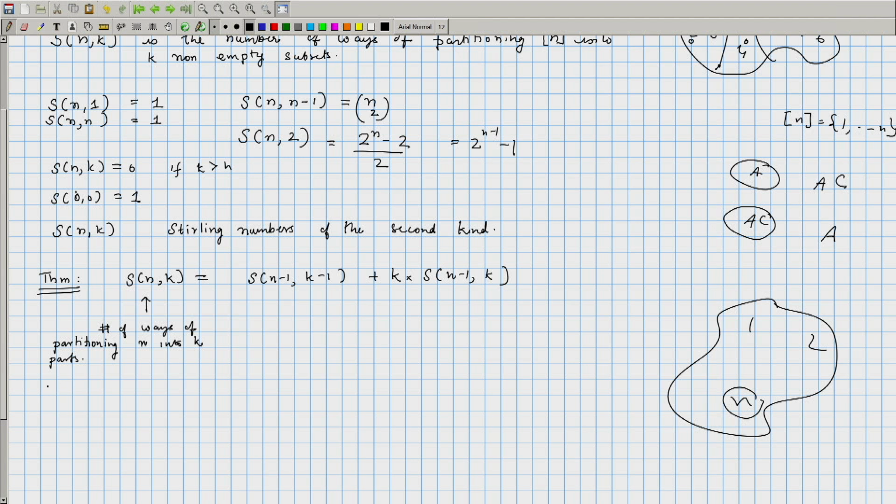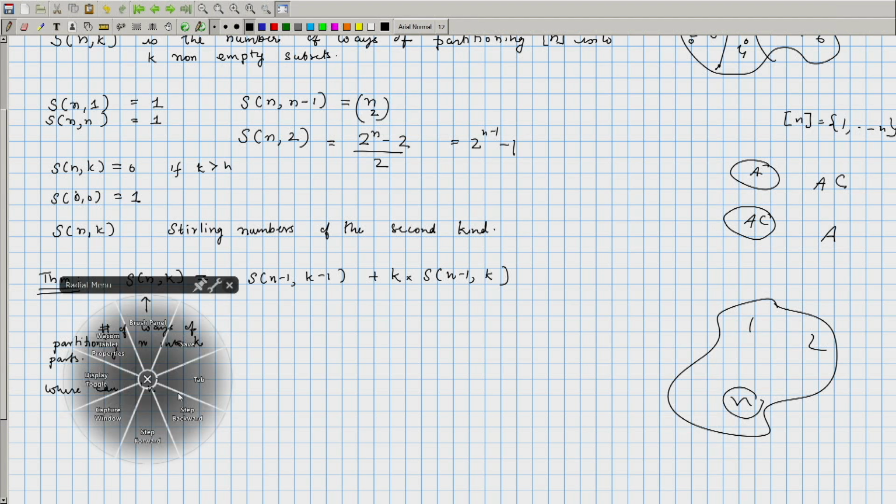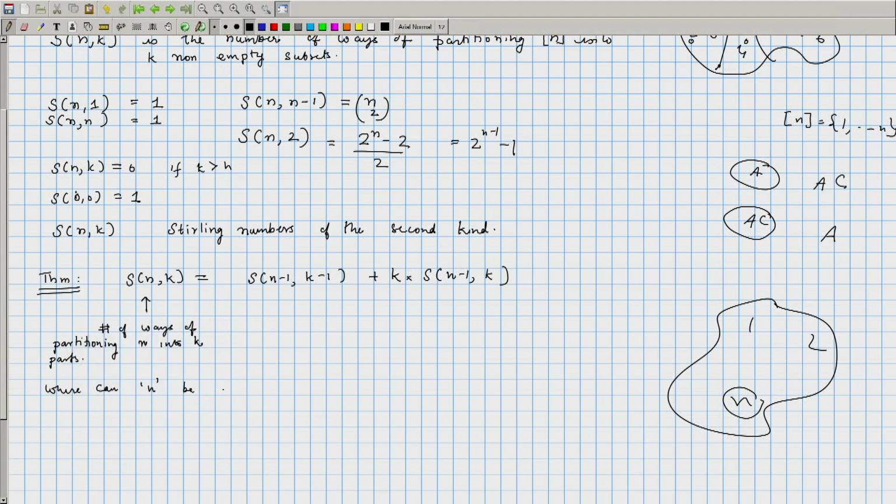So, where can n be in the partition? First alone, second in company. Okay. If you look at the total number of ways of partitioning such that n is alone and the number of ways of partitioning such that n is in company, and you add them up, you will get the total count.